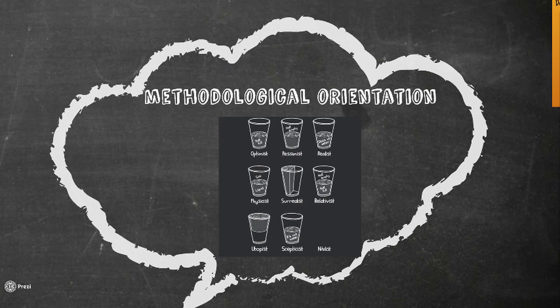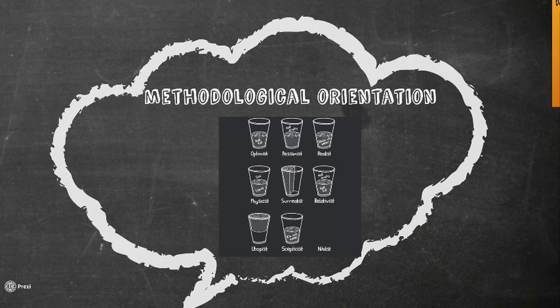Both an optimist and a pessimist look at the same thing, half a glass of water, but the optimist sees it and describes it in one way, and a pessimist sees it and describes it in the opposite way. So the orientation that we have towards reality, towards what we see and what we experience, influences the way that we talk about it and report on it in the case of research. That's what the methodological orientation speaks to.